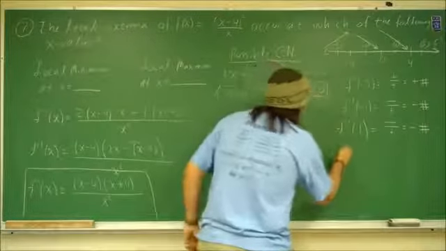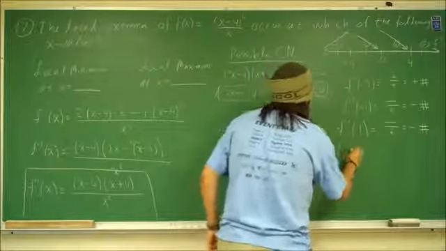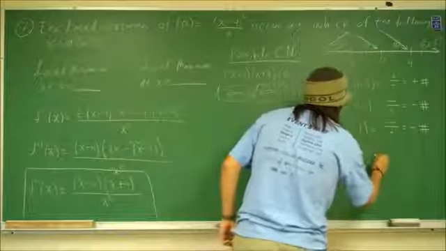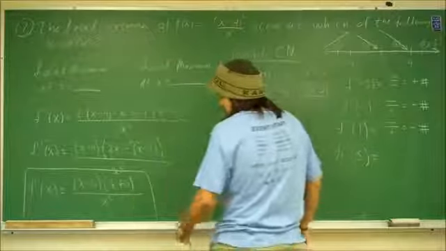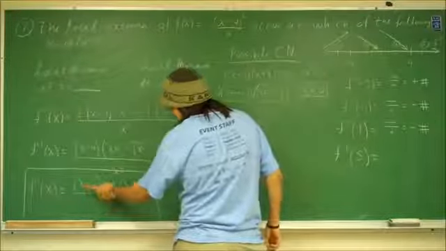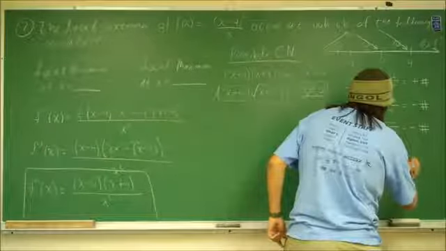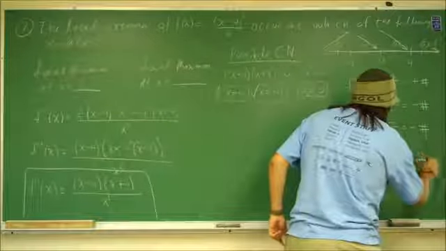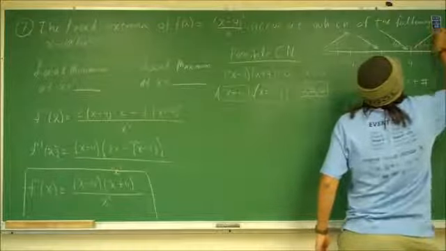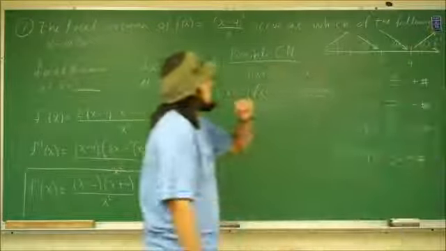Okay, now let's try f prime of 5. What's f prime of 5? Plug it in here, that's positive, positive, and positive. So we have a positive number divided by a positive number, that's a positive number. So that's increasing. So from 4 to infinity, it's increasing.